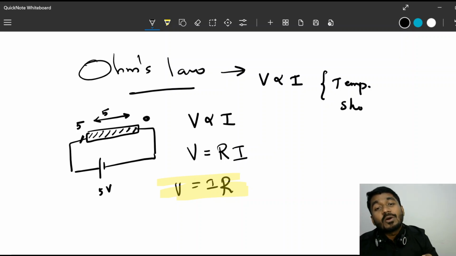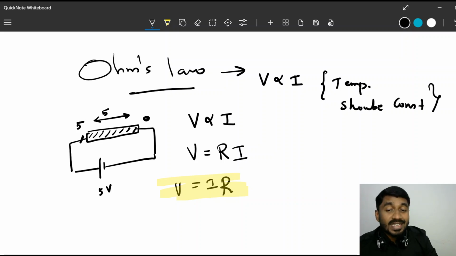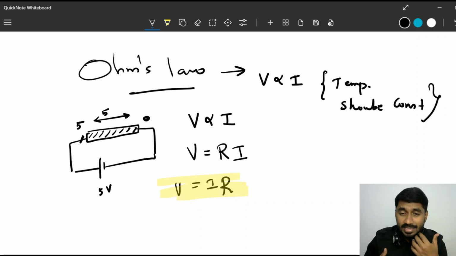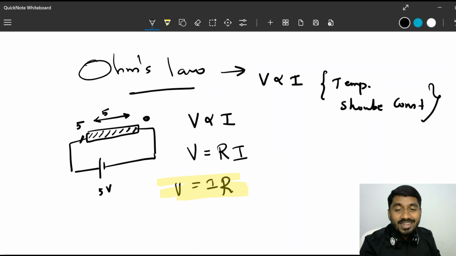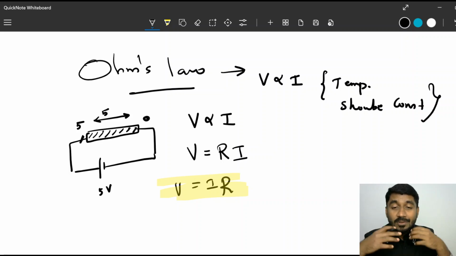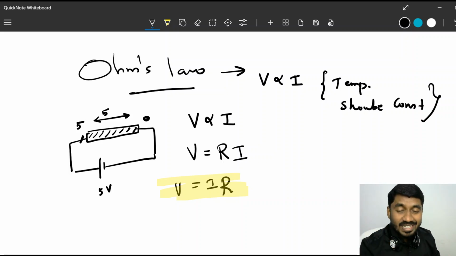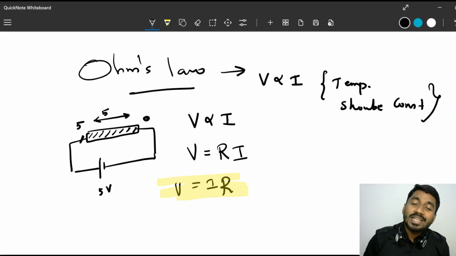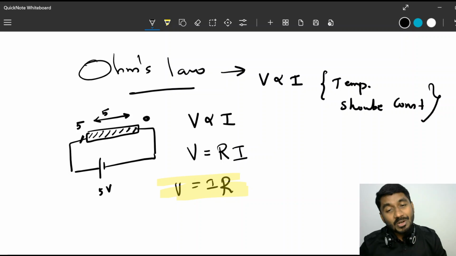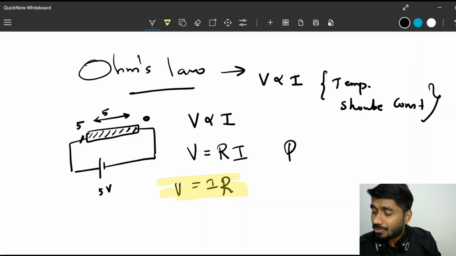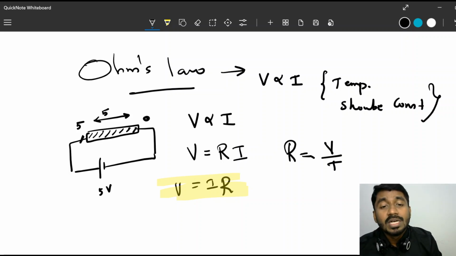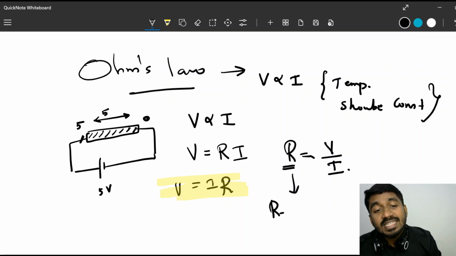Temperature should be constant. Please say it with me, temperature should be constant. Once again, repeat it with me. Ohm's law says that the potential difference across the two ends of the conductor is directly proportional to the current, provided the temperature is constant. This is a very important concept, and you also have to write the equation of resistance: R is equal to V by I, and this constant we call resistance.